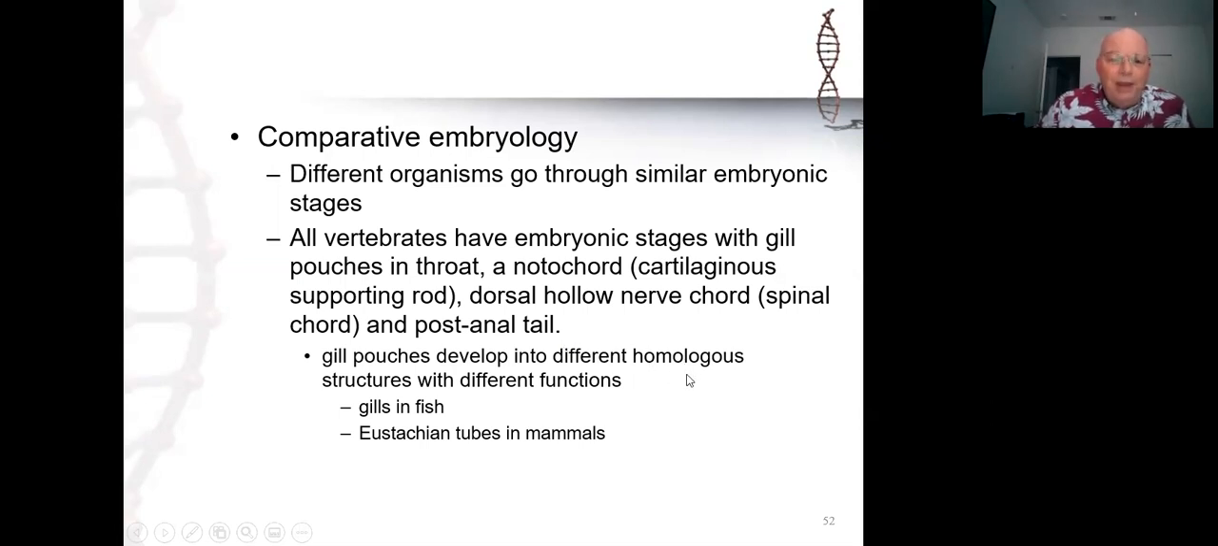So if you were a fish, the gill pouches would develop into gills for gas exchange in water. We have the pharyngeal slits during one of our embryological stages, but they eventually develop into eustachian tubes that connect our ears to our throat so that we can adjust the pressure in the inner ear to match that of the throat so that our eardrums don't burst.